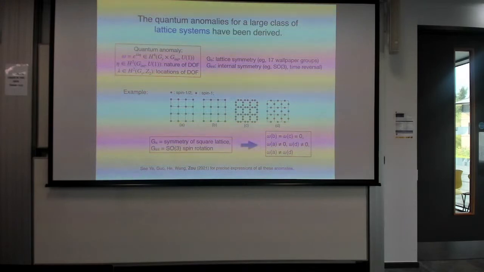I will not explain the details here, but let's look at the examples. Again, we are looking at the four examples I showed before. We have some square lattice with either spin-1 or spin-1/2, and we demand all these four systems have the same symmetries.